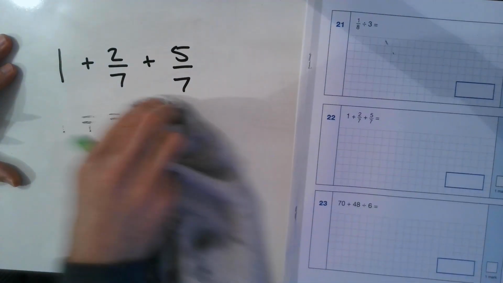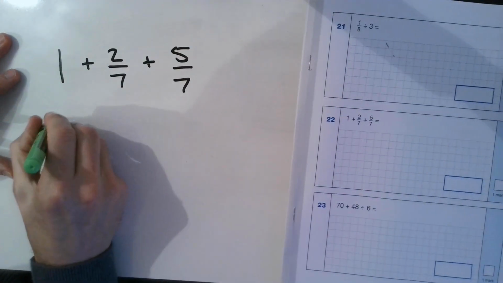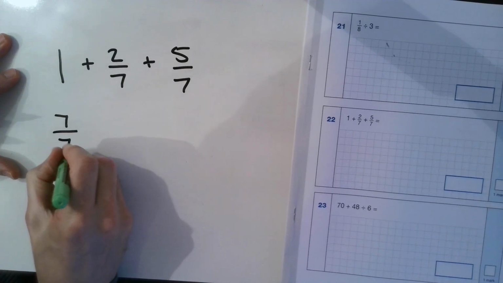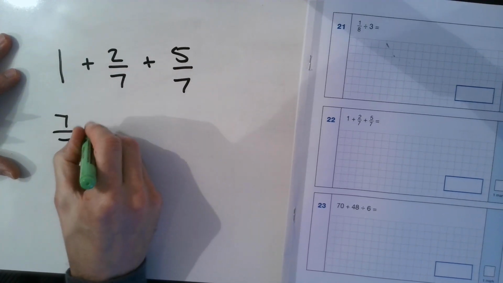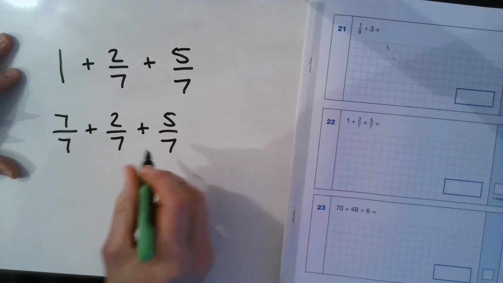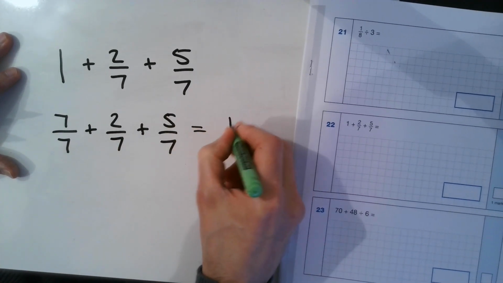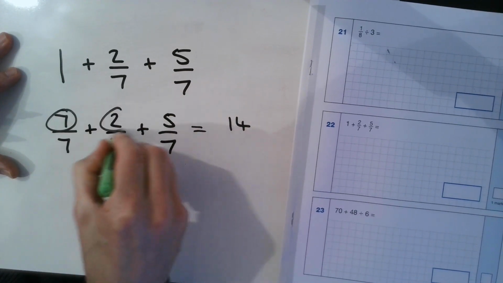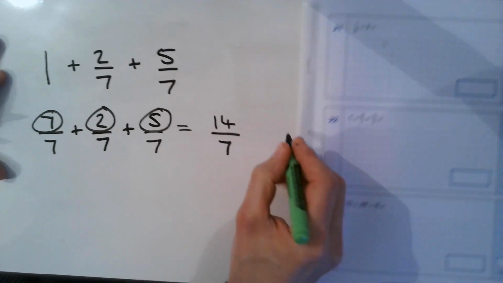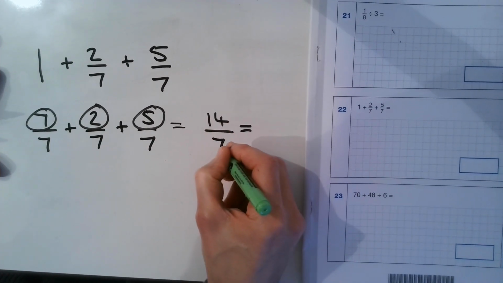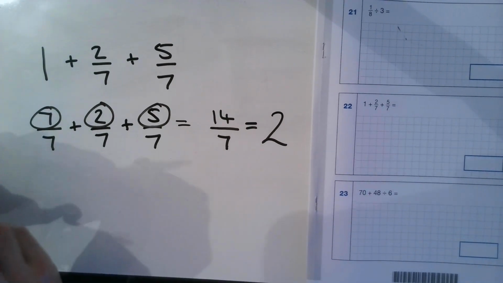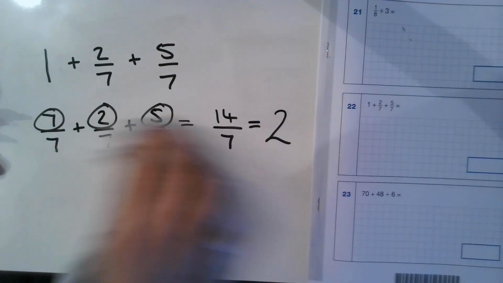So, first step here is perhaps to change the 1 into 7/7, then you've got add 2/7, add 5/7, so altogether you've got 14/7. You're just adding numerators there, that will give you 14, and the denominator remains the same, and 14 divided by 7 is 2, so you have to write your answer as a whole number. Okay, next question.